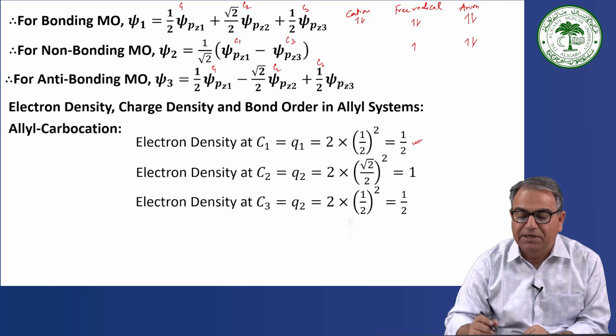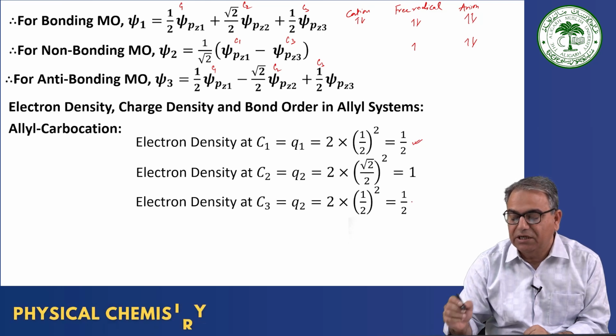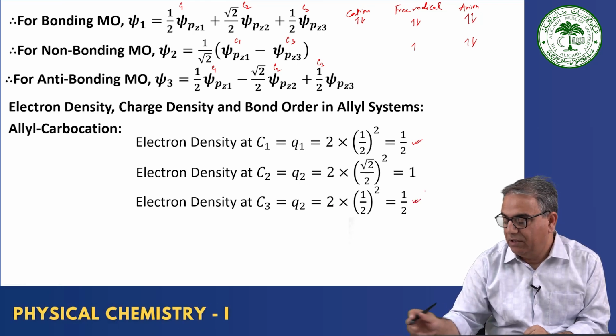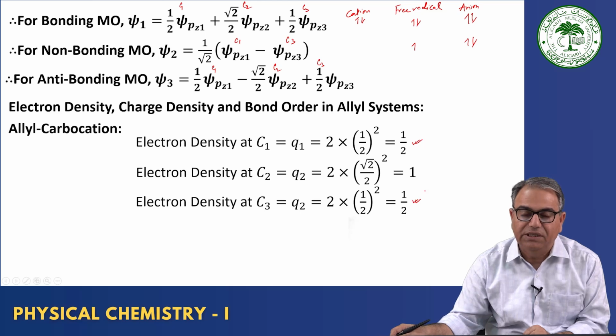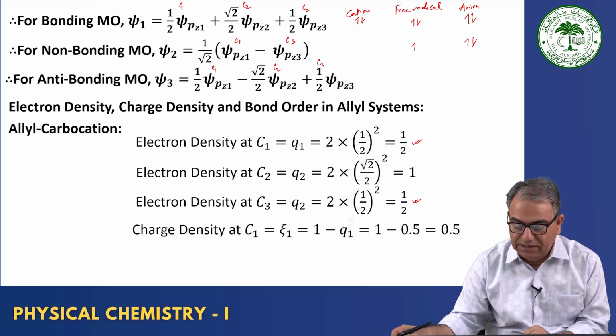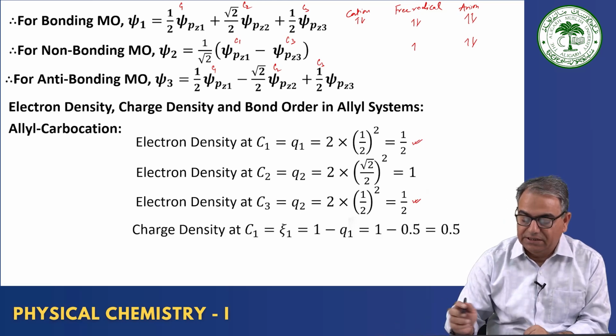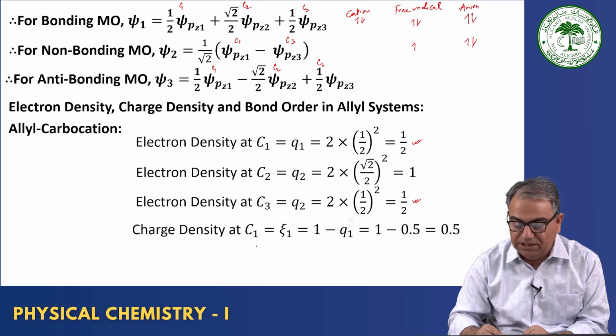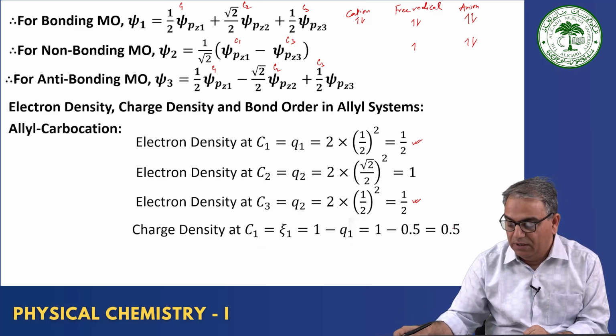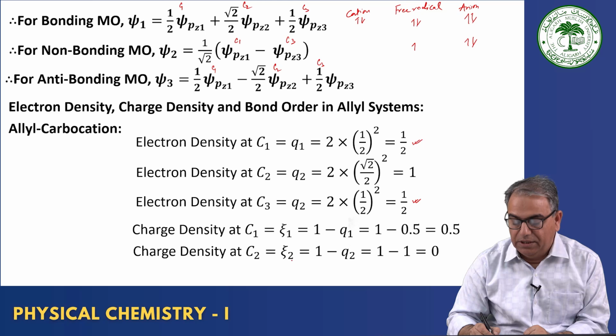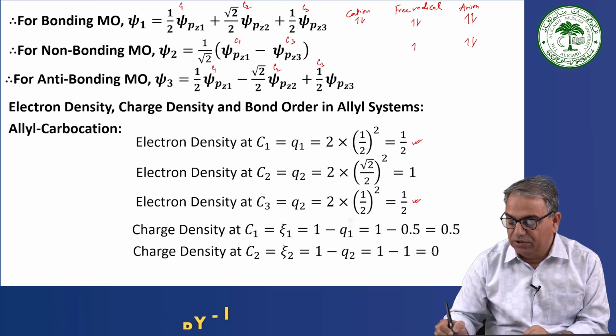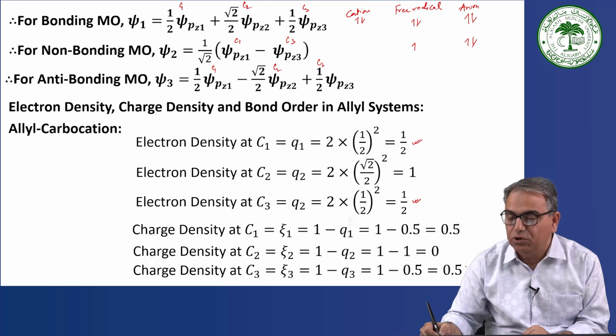And for the third carbon atom, the coefficient is 1 by 2. So to calculate the electron density Q3, it is 2 into (1 by 2) squared, which comes out to be 1 by 2. Once we have the electron density, we can easily calculate the charge density. And what is the charge density? Charge density is 1 minus Q. At C1, the charge density is 0.5. At C2, 1 minus Q2 is equal to 1 minus 1, which is 0. At C3, the charge is equal to 0.5.